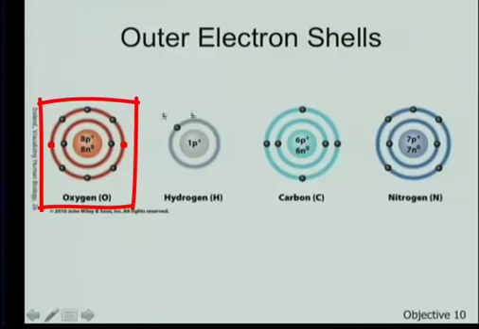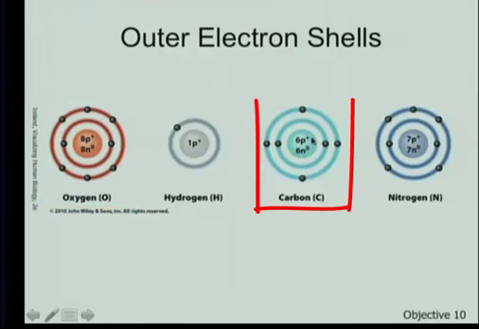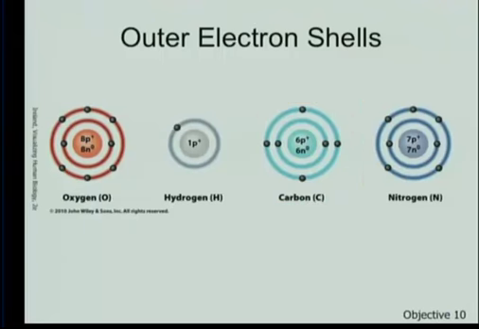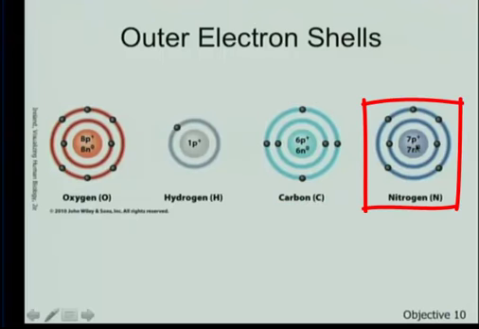Carbon, atomic number 6, has 6 protons, therefore 6 electrons. 2 electrons in the first shell, 4 in the second shell. What would it like? It would love to have 8. Therefore, it would like to add 4 more by begging, borrowing, stealing, sharing, whatever it takes. Nitrogen, atomic number 7.